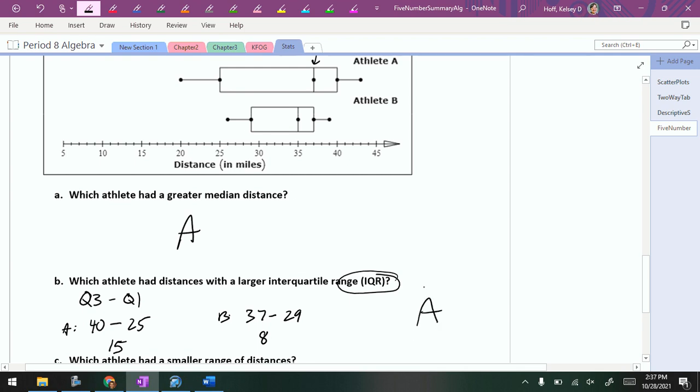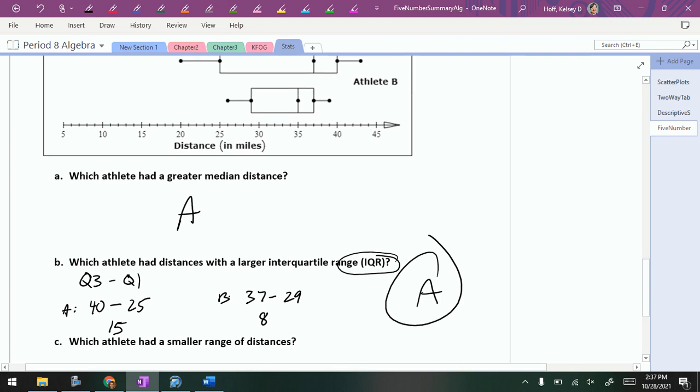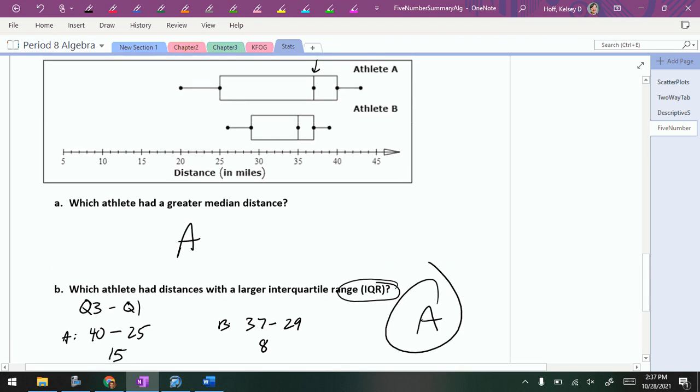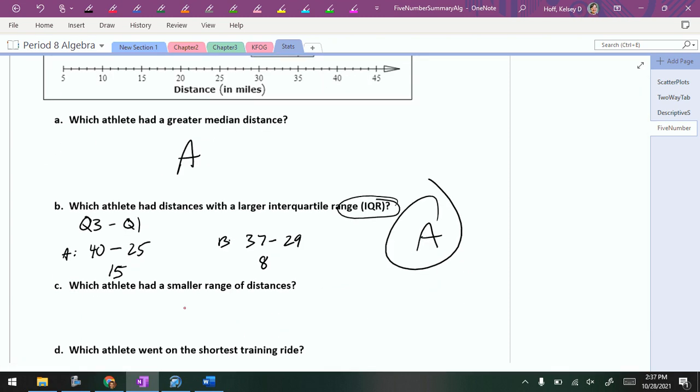So who has a larger interquartile range? Is there another way I could have figured that out? Bingo. If your quartile 1 and 3 are on the same scale, which one has the furthest distance between Q1 and Q3? Which athlete had a smaller range of distances? What's range again? Max minus your min. It's way shorter, yes. Way smaller, so yes, B.